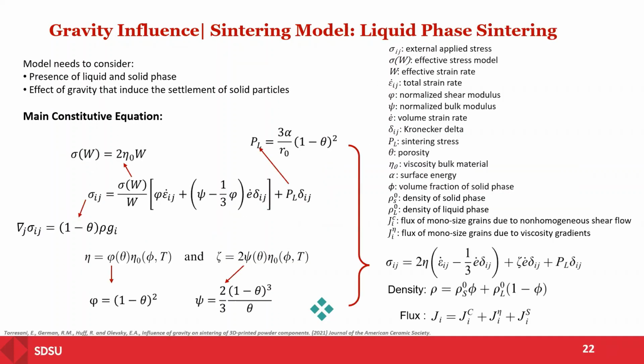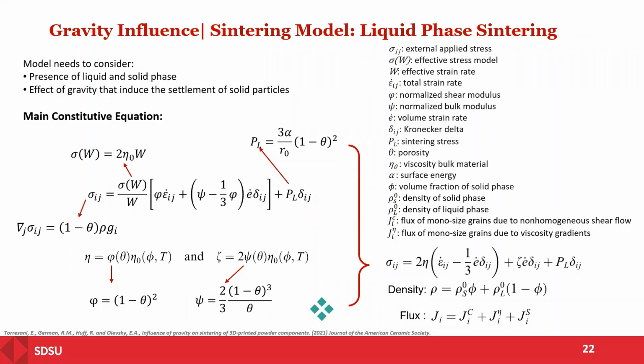So for liquid phase sintering, we have to modify this, because in this case we have two phases, solid and liquid. So we have to embed the influence of these two components. What we have to consider first is the density of our material. In this case, we have to consider the fraction of the two phases, but also the viscosity, which is no longer a function of the temperature only, but now also a function of how much of the solid and liquid phases have developed during the process.